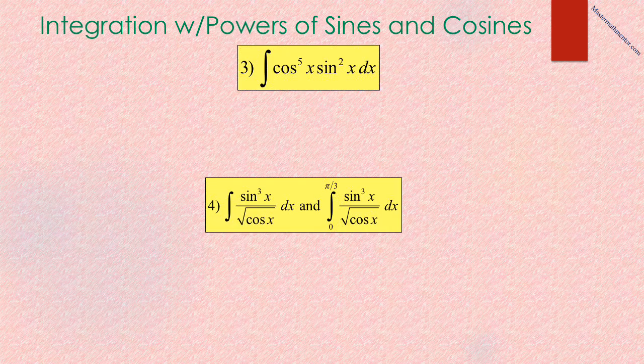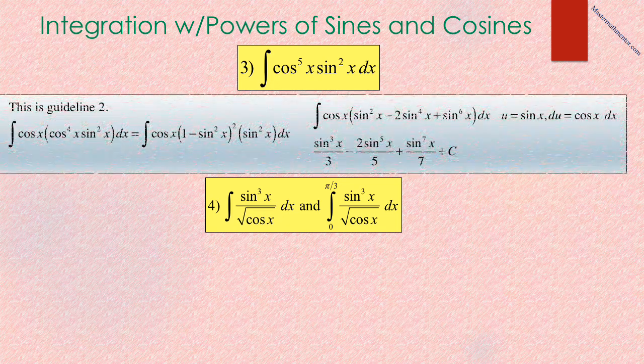2 more problems with odd powers of sines and cosines. In number 3, we're asked to integrate cosine to the fifth of x, sine squared of x, dx. This is guideline 2, as the cosine has the odd power. So we pull out a cosine and get integral of cosine of x times cosine to the fourth of x, sine squared of x, dx.